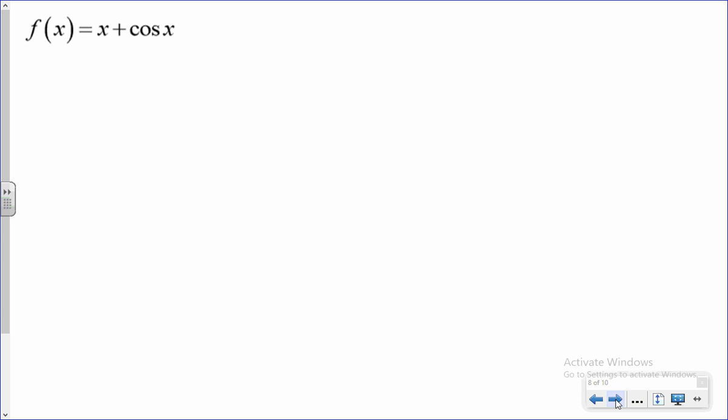Write this down and individually find the derivative. When you think you have the derivative, please check it with your neighbor.